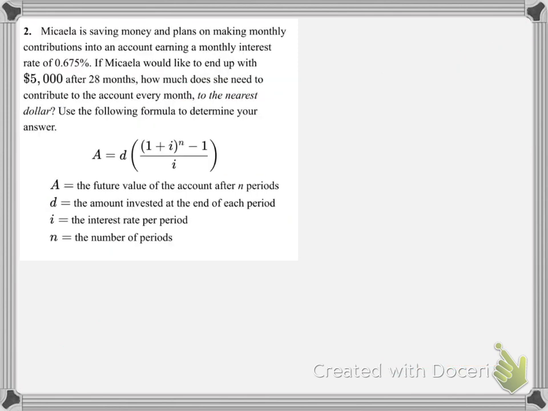Michaela is saving money and plans on making monthly contributions into an account earning monthly interest rate of 0.675%. Monthly contributions, monthly interest rate. That's good. If Michaela would like to end up with $5,000 after 28 months, how much does she need to contribute to the account every month to the nearest dollar? So we are finding D. So A is what she wants to end up with. Well, she wants to end up with $5,000.